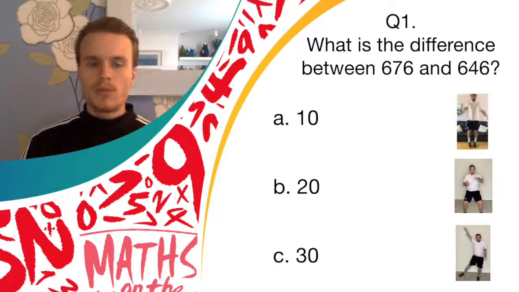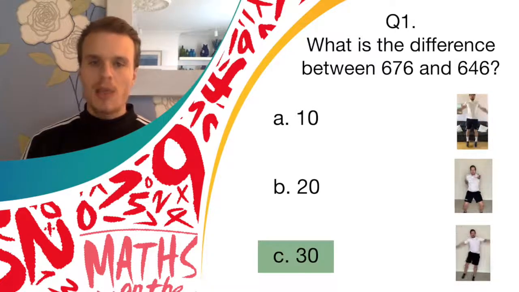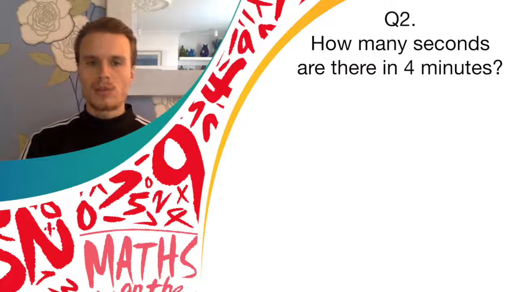Okay, good job. So if you're doing pendulum legs, you got it right. The answer was C, 30. So if that's the activity you were doing, you got a point for that round. Good job. So on to question 2.